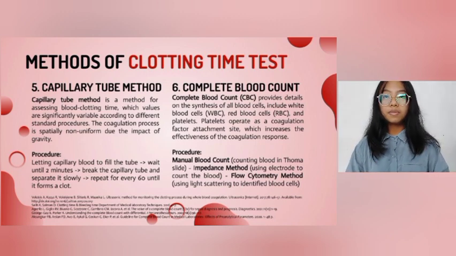And then the sixth is the complete blood count, which provides details on the synthesis of blood cells, including white blood cells, red blood cells, and platelets. Platelets operate as a coagulation factor attachment site, which increases the effectiveness of a coagulation response. There are 3 procedures. First is the manual blood count, which counts blood in a Thoma chamber, then an impedance method using electrodes to count the blood, and the flow cytometry method, which uses light scattering to identify blood cells.